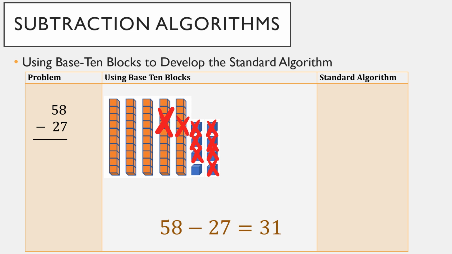All right, so that is just motivating our standard algorithm, which would look like this. 58 minus 27. We would say 8 minus 7 is 1. So subtracting the 1s, and then 5 minus 2 is 3. All right, so using base 10 blocks is a great way to motivate our standard algorithm.